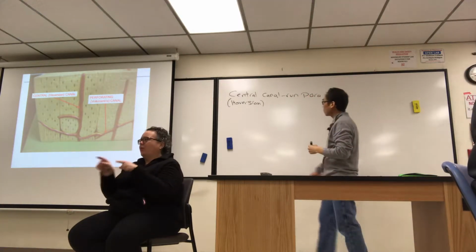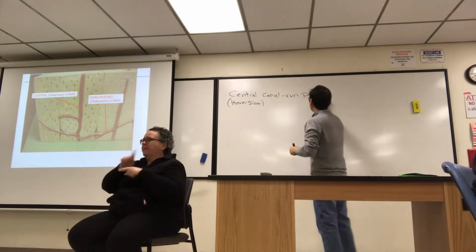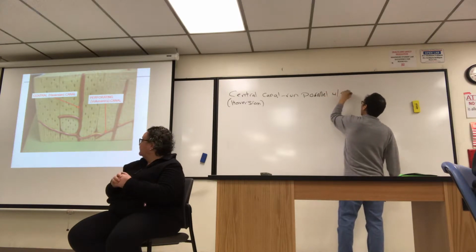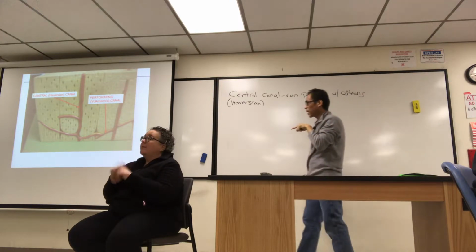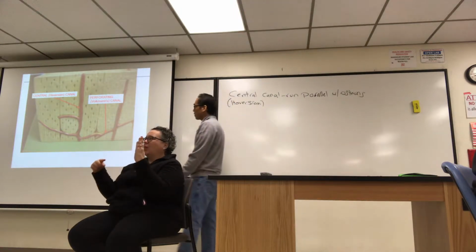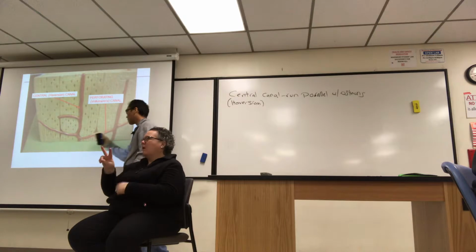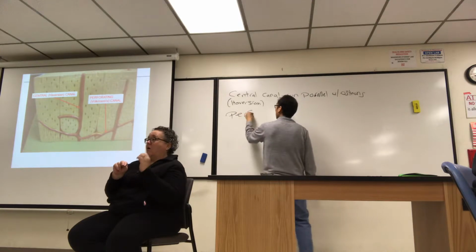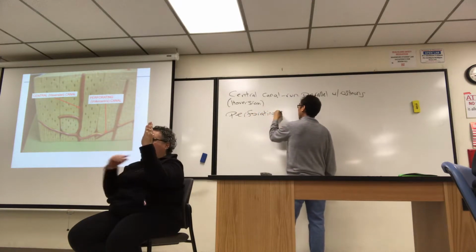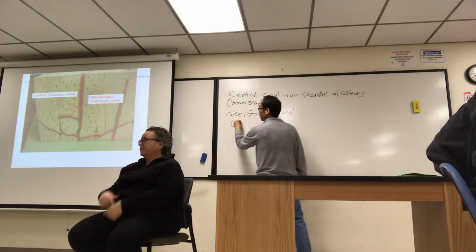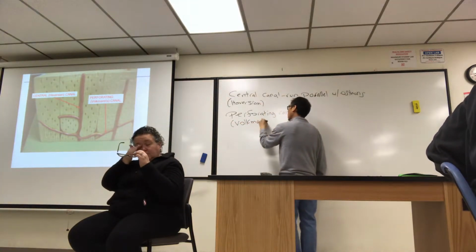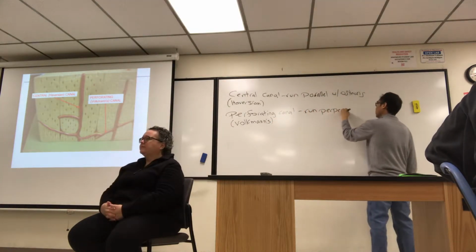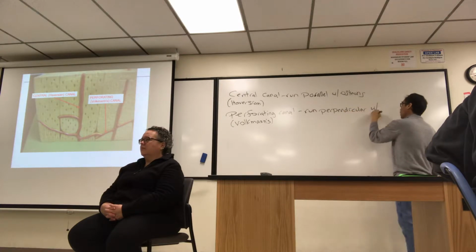I'm saying that they run parallel with osteons. But then you have ones that cut through perpendicularly, and those are called perforating or Volkmann's canals, the ones that go perpendicular to the osteons. Perforating canal, also called Volkmann's canal, run perpendicular with osteons.